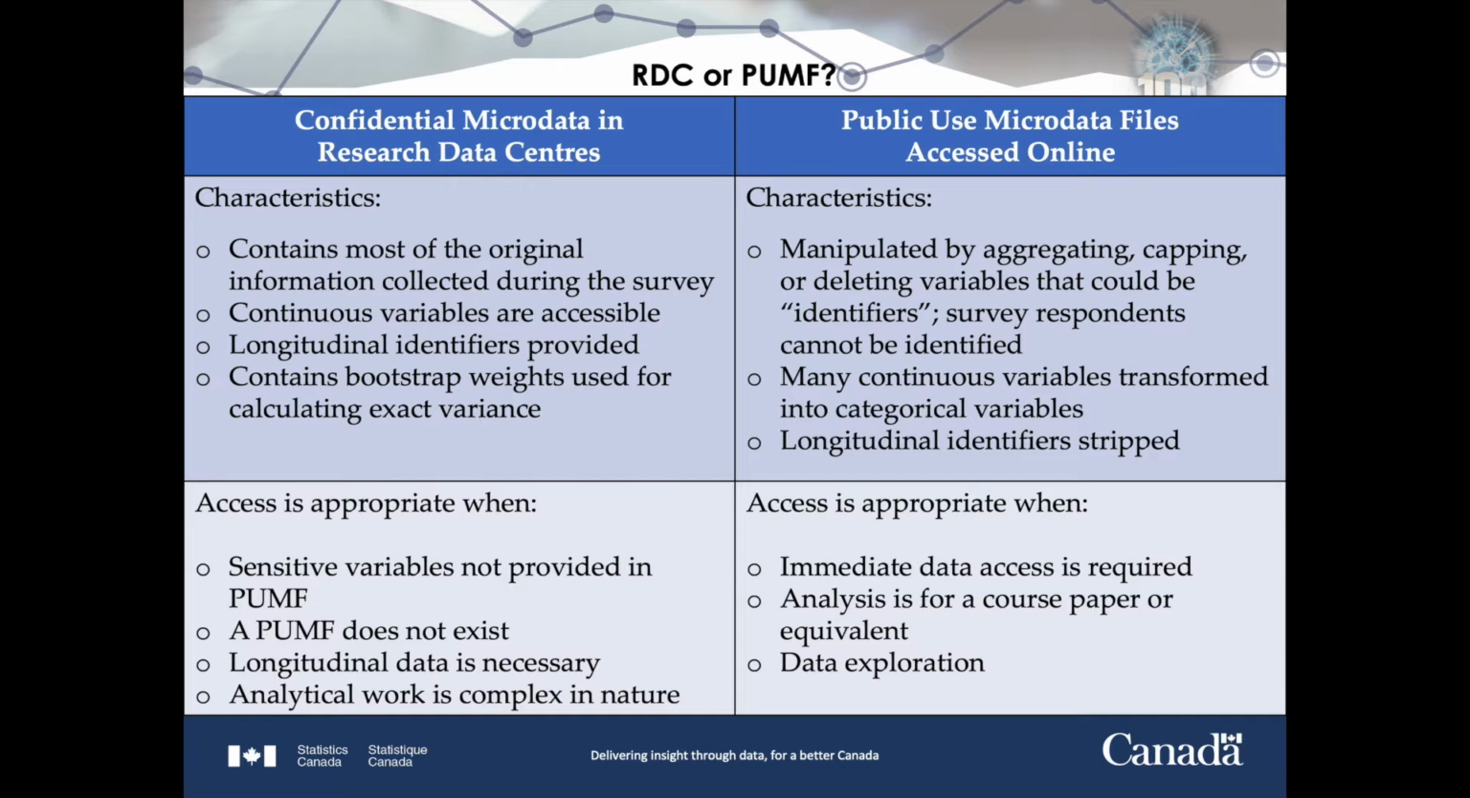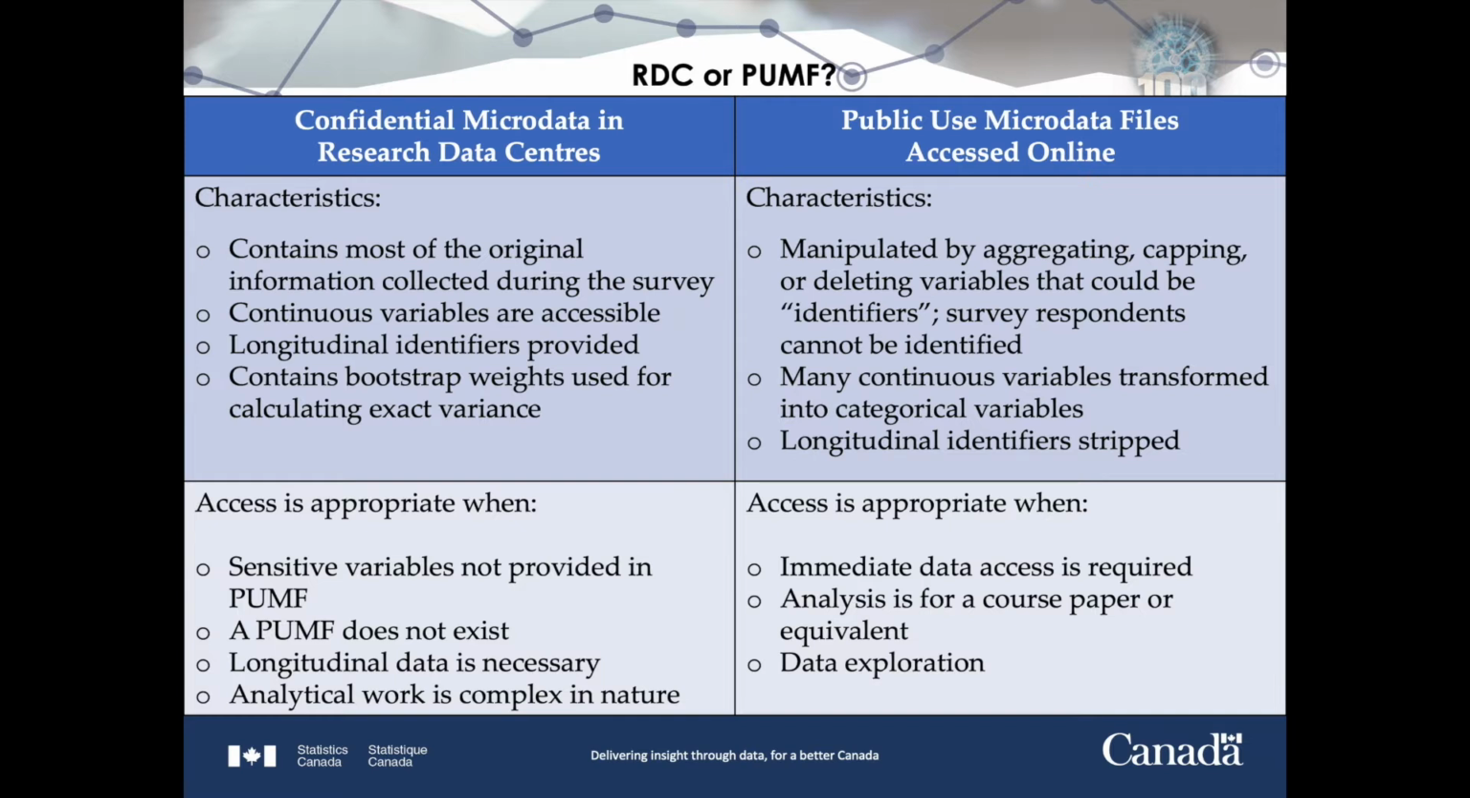Public use microdata files include manipulated variables through aggregating, capping, or deletion. Continuous variables are typically transformed into categorical variables, and all longitudinal identifiers are removed to ensure that no survey participants can be identified. As you can see, RDC microdata files contain more information than public use microdata files.